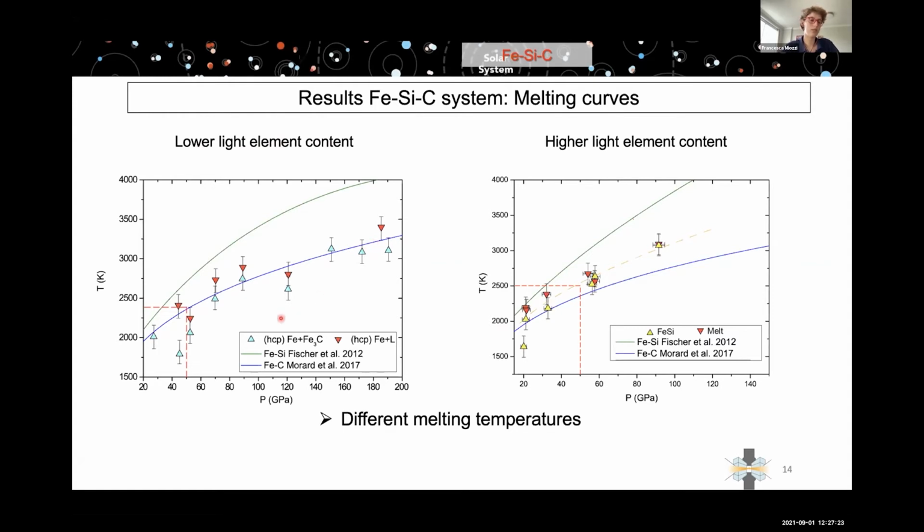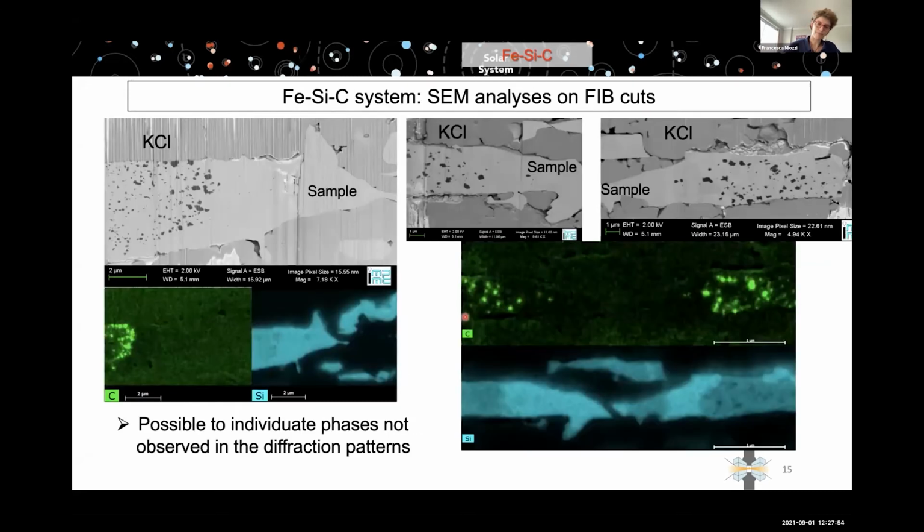And what is interesting to notice is that if we take 50 GPa as a reference, the melting temperature for the alloys is different. So this sample melts below 2500 K, while all the other samples melt above around 2500 K. So this means that we should expect to have at least 2 invariant points in the ternary system. And this makes sense with the observation of the binary FeC system, where at least 3 invariant points are expected.